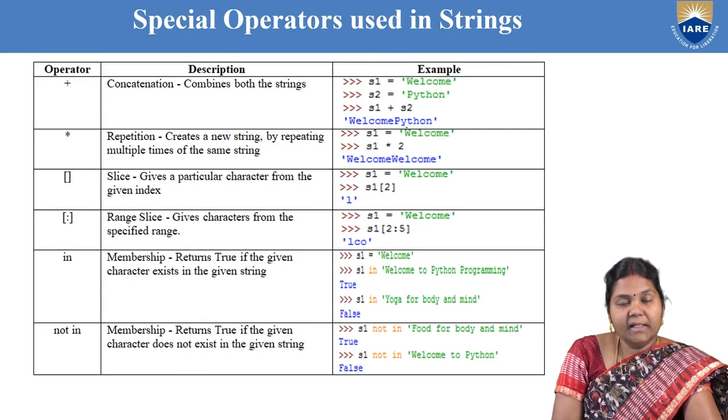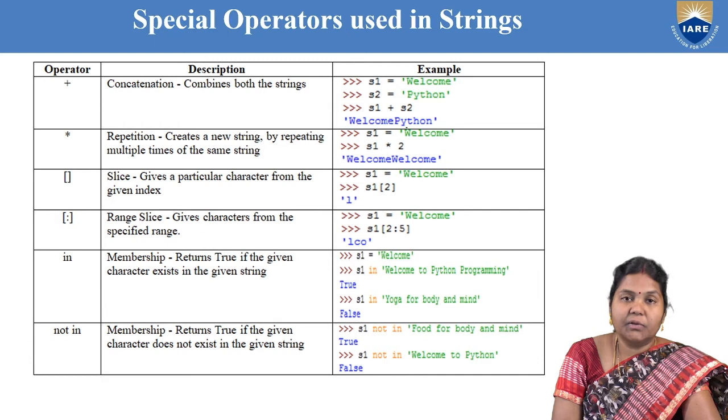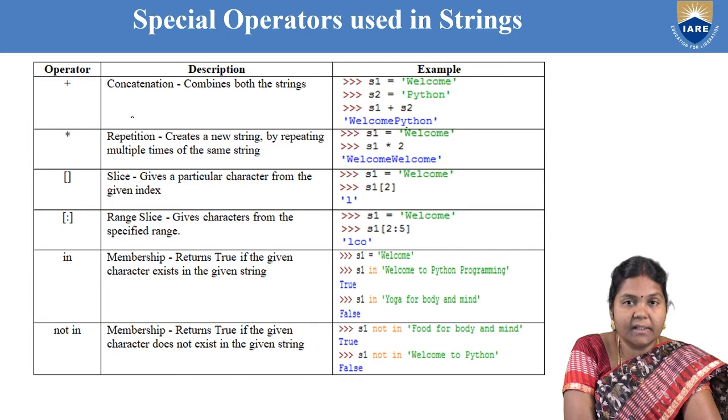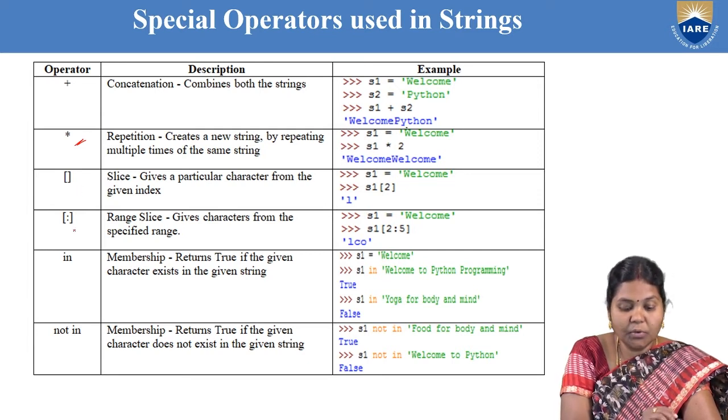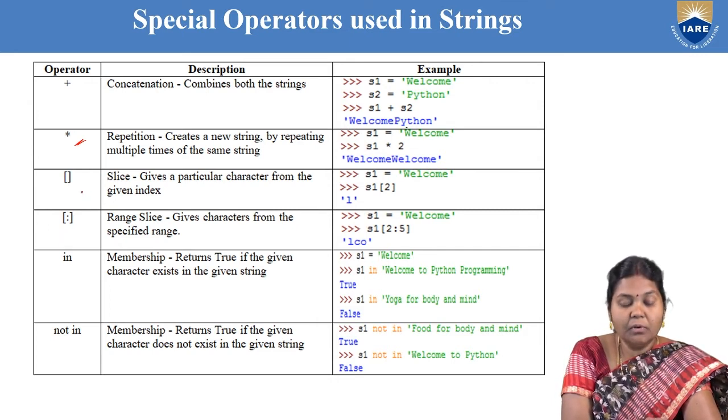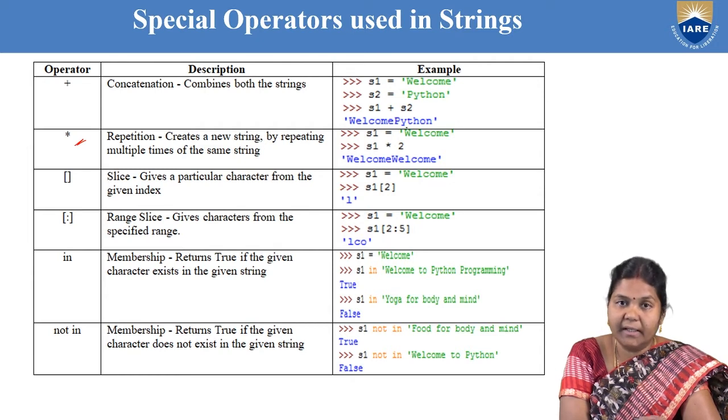Now let us discuss the special operators which are used in strings. The first operator is the concatenation operator, that is plus. We have already discussed the concatenation operator. The next operator is the repetition operator, that is star. If you want to repeat a string n number of times, you can use this operator. Next is slicing, with a colon, that is a range. We have just discussed where we give the start, stop and step values. Otherwise, you can do normal slicing based on a particular index.